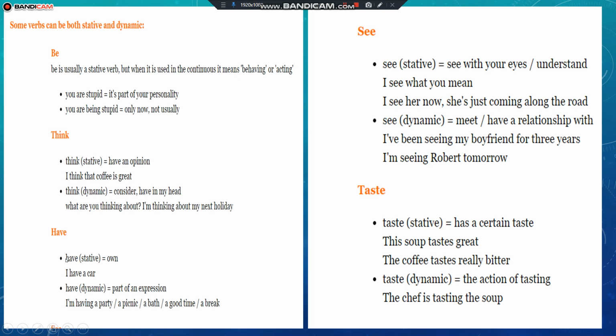Okay, Shabab. Have, if have means own, it is a stative verb as I told you. I have a car, I own a car. Have as part of an expression, I am having a party or I am having a bath, meaning I'm taking a bath. Okay, Shabab. This is a dynamic or action verb. I'm sorry. Okay. So Shabab, if have means own, it is a stative verb. Otherwise it has to be a dynamic or action verb.